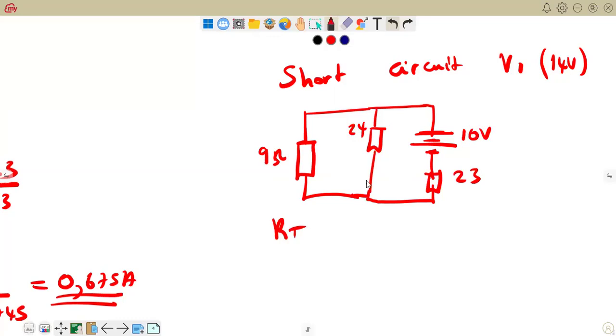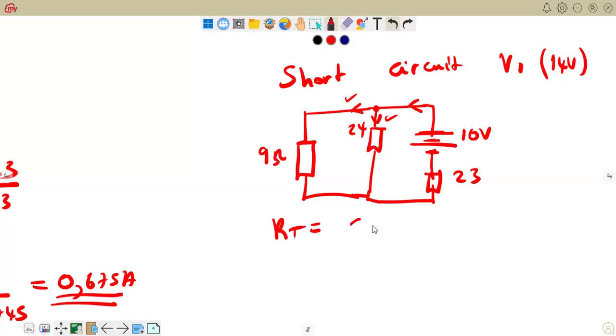We again start. RT is going to be equal to, so now we are calculating the total resistance considering this 10 volt source. Our current is now going in this direction, the conventional flow. When it reaches this node or junction, current will divide, some going towards this direction, some going towards this direction. Automatically, that's what is going to happen. So the 23 ohm resistor is in series with the equivalent resistance of these two, which means the 24 and the 9 ohm are now in parallel.